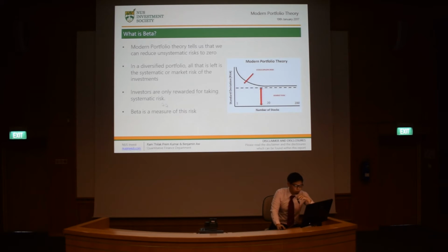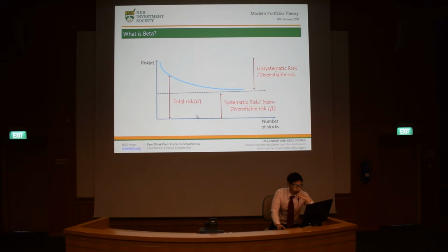risk. If you take finance, they will always tell you that investors are only rewarded for taking systematic risk. They will never reward you for taking unnecessary risk, which is over here. So beta is the measure of this risk. You'll see in the next slide.